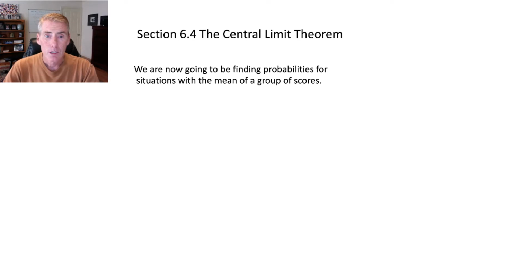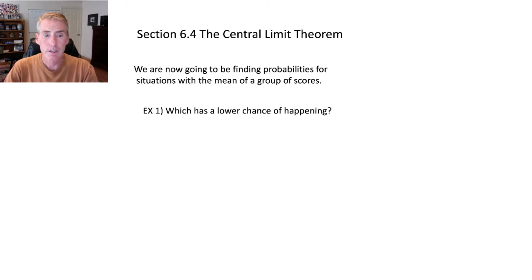The difference now is, in the previous section, we would find a probability based on just one person. But what if you had a group of people? What's the probability that their average is over 27.3 or something like that? So it's going to be a group of people or objects instead of just one at a time. So it's a mean of a group of scores instead of just one.